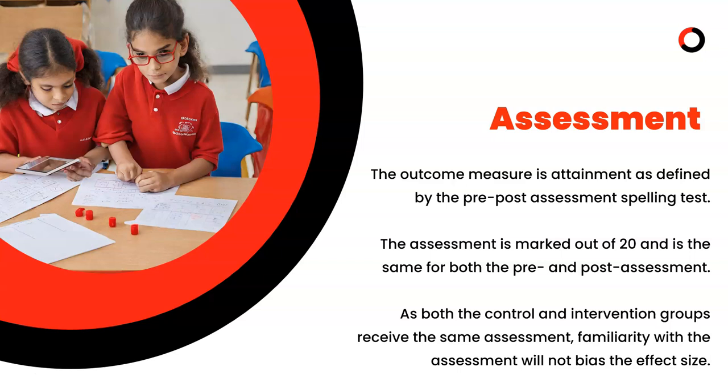And the assessment, as we've already gone through, the outcome measure is attainment as defined by the pre and post spelling test. The assessment is marked out of 20 and is the same for both the pre and the post. And as both the groups have access to the same assessment, the familiarity of the assessment should not bias the effect size.